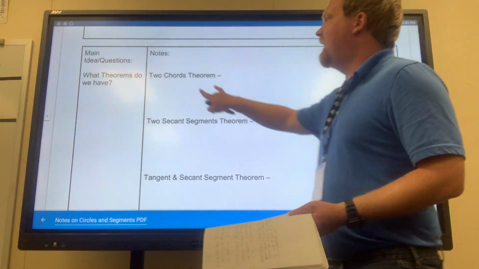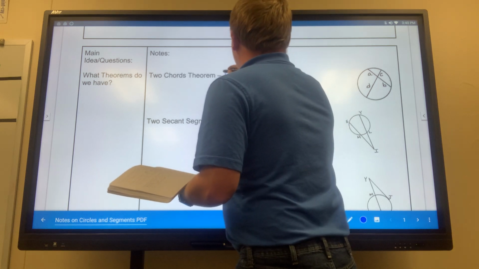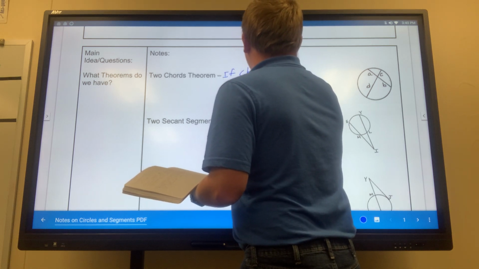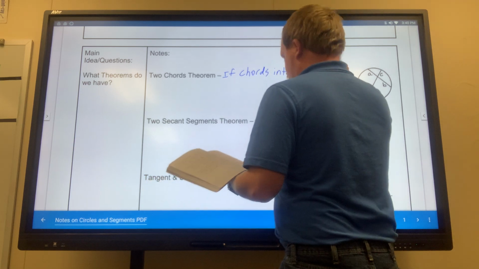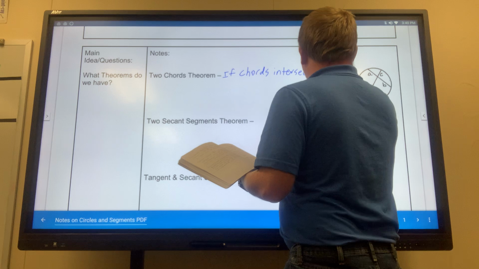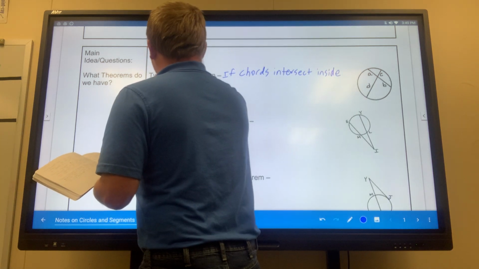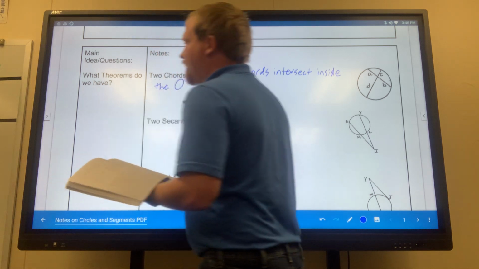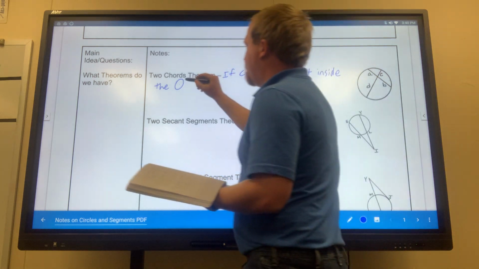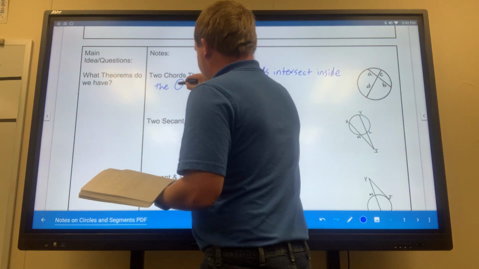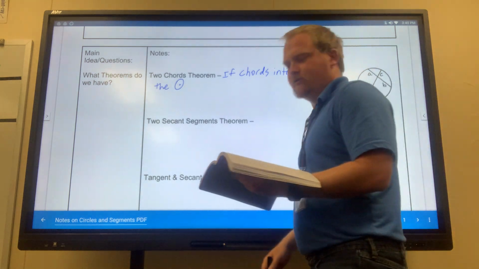So for example, if I have two chords here, if two chords intersect inside the circle, which, by the way, if I haven't taught y'all, this is the abbreviation of a circle, where you have a big circle and a dot in the middle, so that way it doesn't just get mistaken as a capital O.